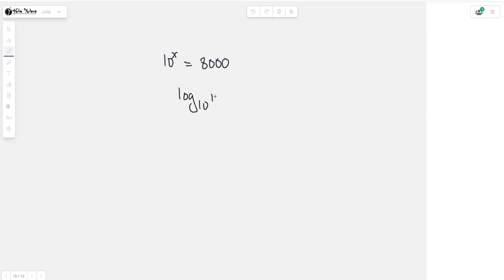So log base 10 of 10 to the x equals log base 10 of 800. And really, we could have just written log of 10 to the x equals log 800, obviously, because log without a base is base 10. But I'll be explicit and I'll show the base. All right, continue.